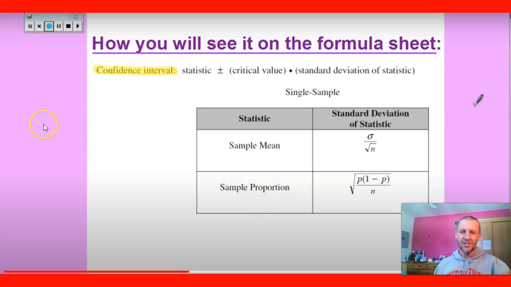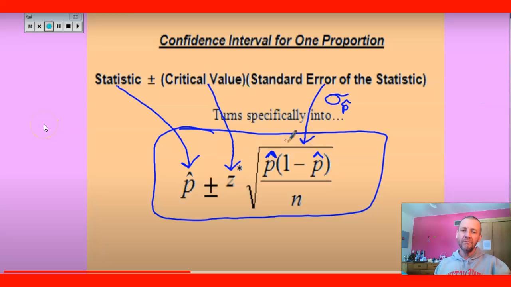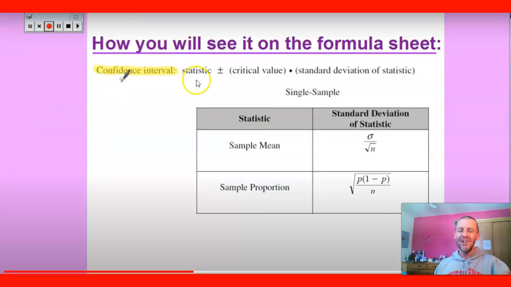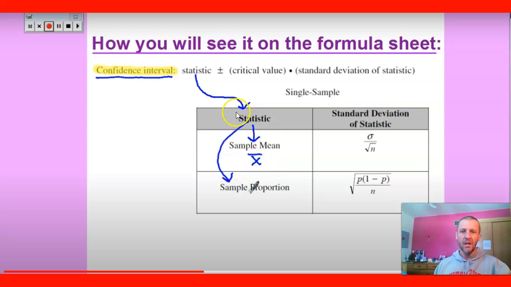So here it is in just another little picture. Confidence interval: statistic plus or minus critical value, z star, times the standard deviation of the statistic. Now, the standard deviation of the statistic depends on which statistic you're working with. If you're working with means, x bars, you have this. If the statistic is proportions, p hats, then you've got this standard deviation of the statistic. The formula you use depends on which situation you're in.